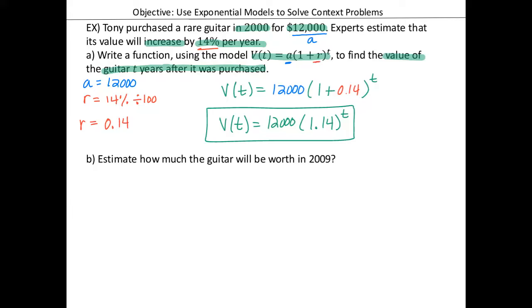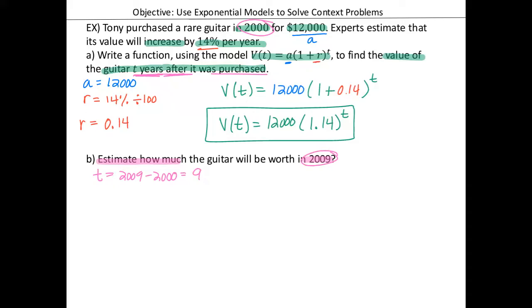All right, then for my part B, it says estimate how much the guitar will be worth in the year 2009. So I need to look back at my context problem and see what does T stand for. So T is years after it was purchased. So what year did Tony purchase the guitar? 2000. In 2000. So in 2009, how many years have passed? 9 years. So for T, we would do 2009 minus 2000. That gives us 9 for our T.